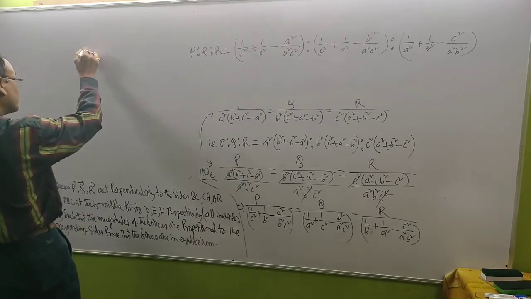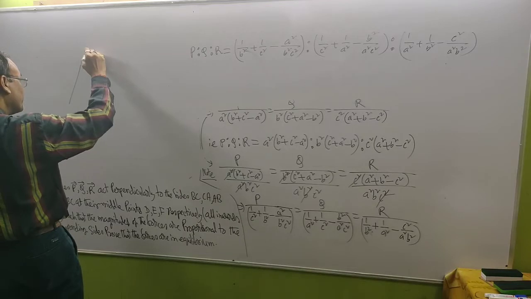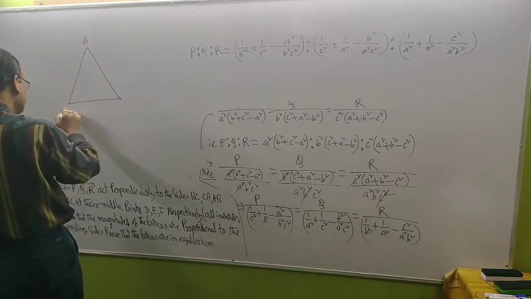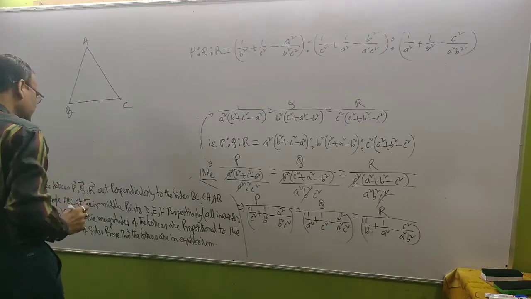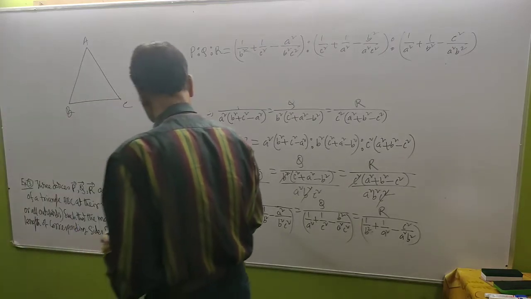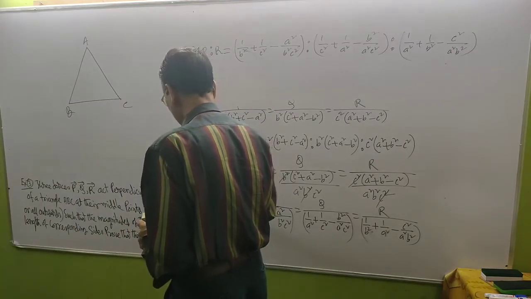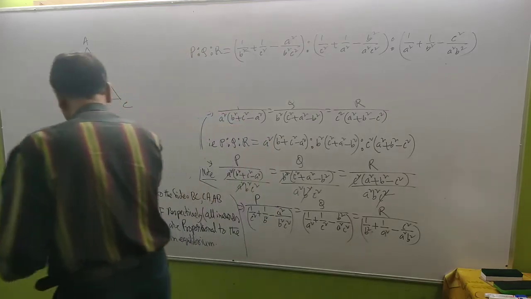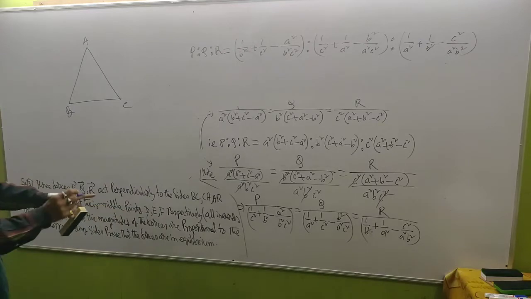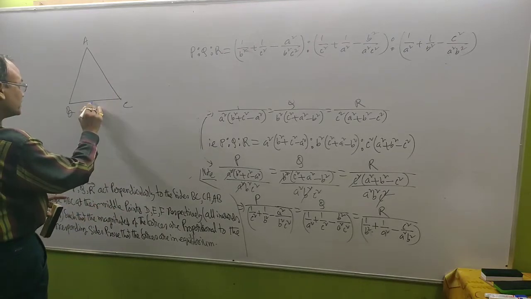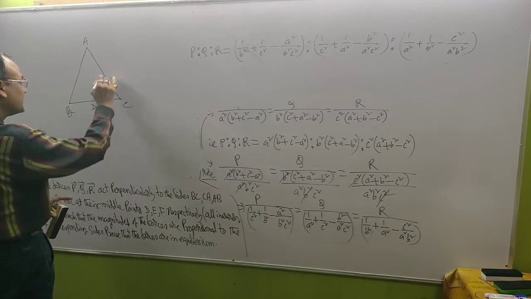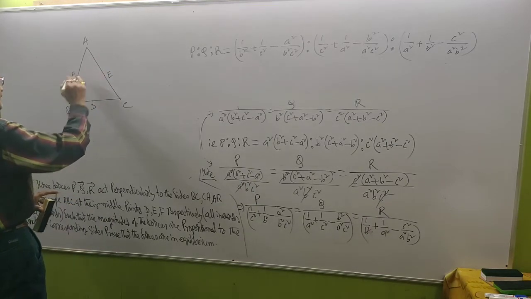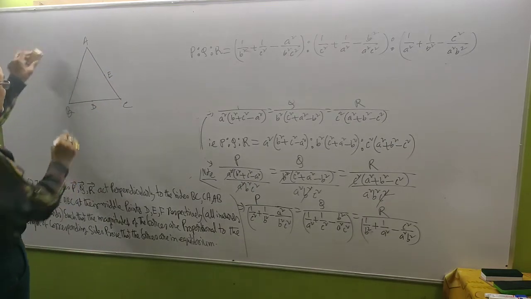Now let me write the triangle. This is the triangle ABC. Suppose ABC is a triangle. P, Q, R are acting perpendicular to BC, CA, AB of a triangle ABC at their middle points D, E, F. Suppose this is the middle point. These are the middle points D, E, F. This is F.